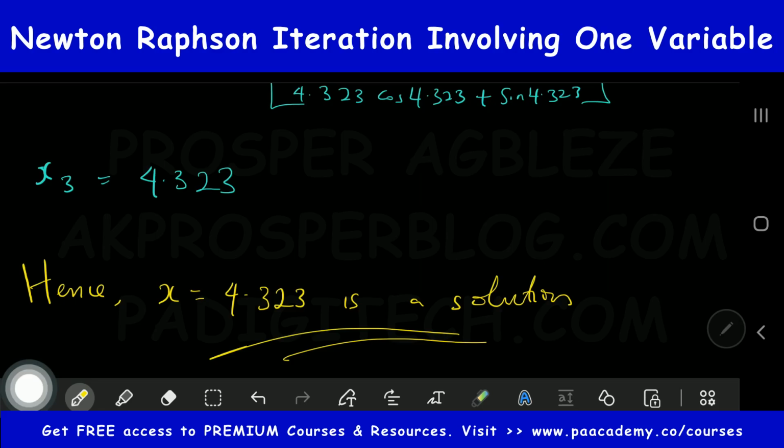So this is the first example we are going to be looking at under the Newton-Raphson iteration involving one variable. In the next part of this video, we are going to be looking at another, totally different example, just to give you more understanding on how to make use of the Newton-Raphson iteration involving one variable.